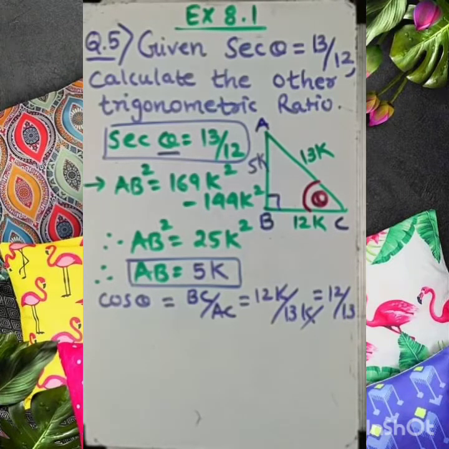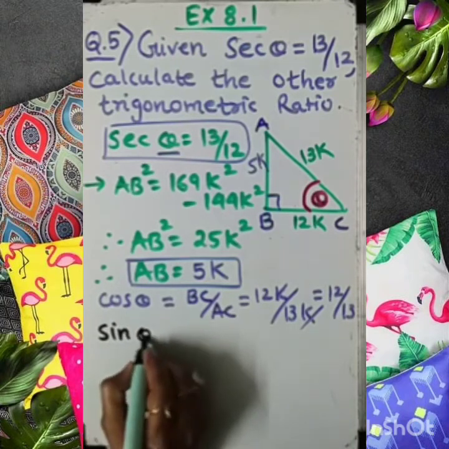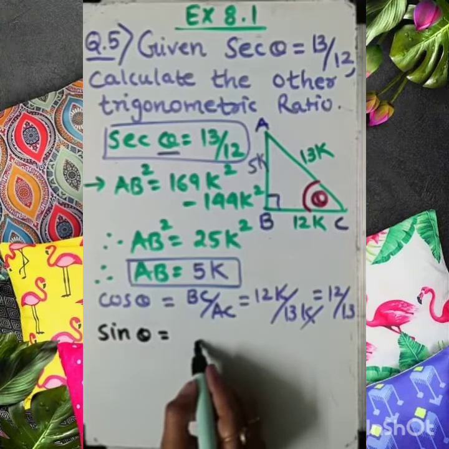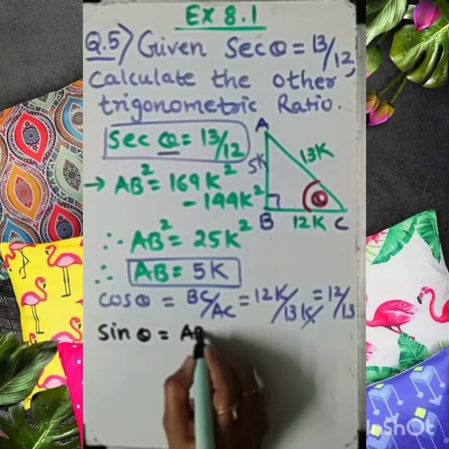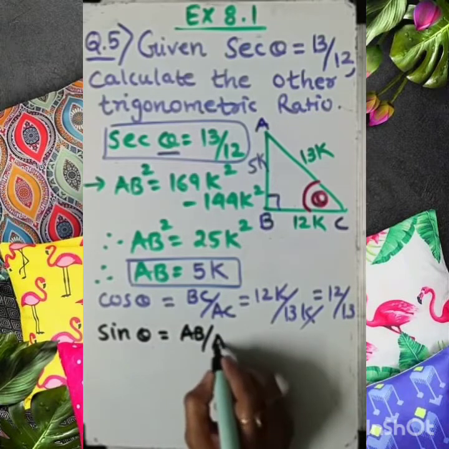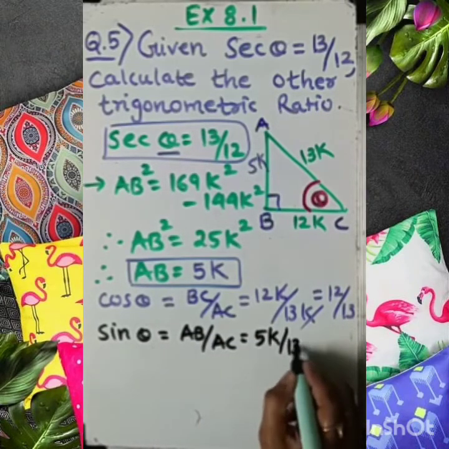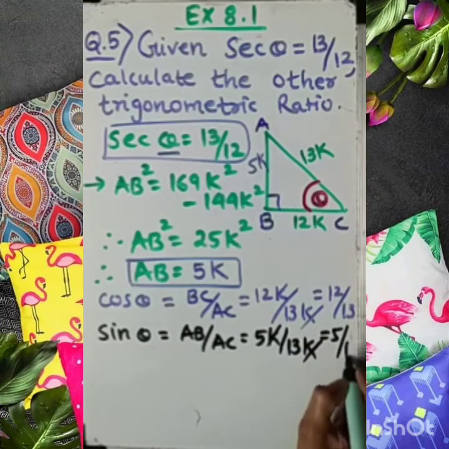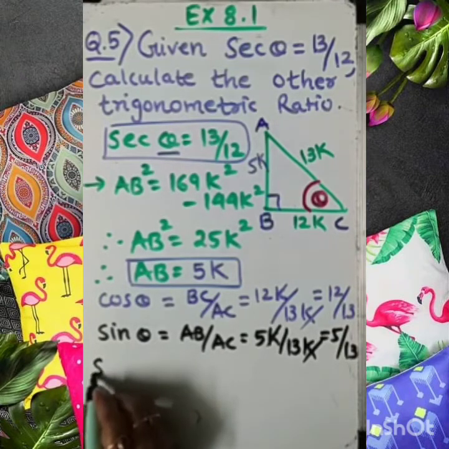Let's focus on sine theta now. One by one we will note down all these values. Sine means P by H. According to this, perpendicular is AB upon AC. Got it? So it will be 5K upon 13K. K cancels. So it will be 5 by 13. Clear to you? Next, I am mentioning here sec theta.